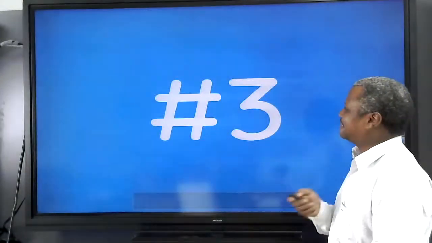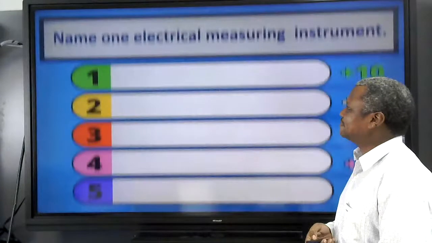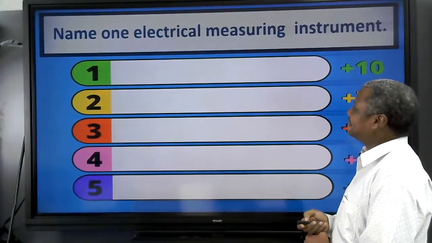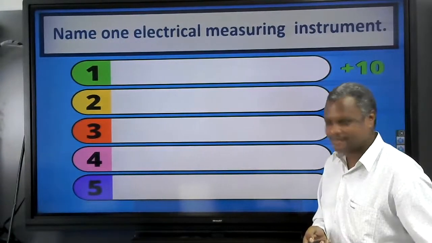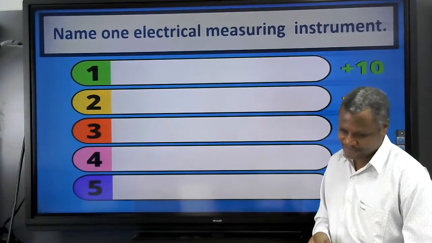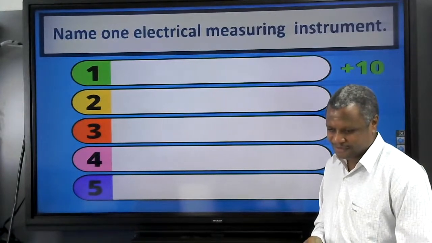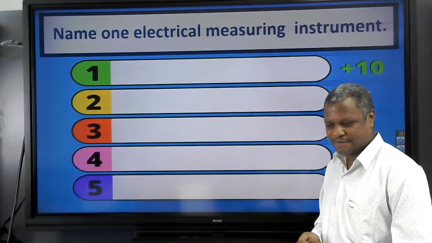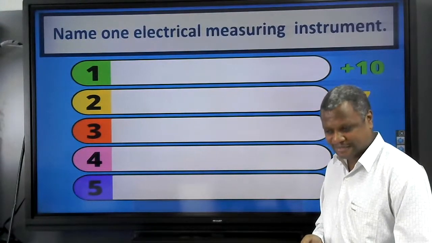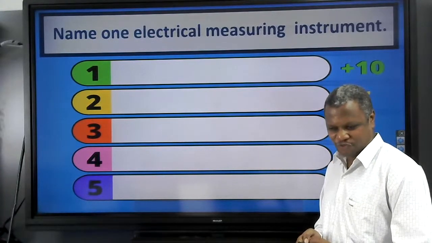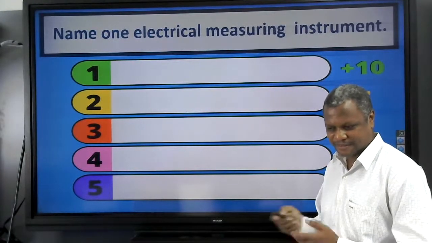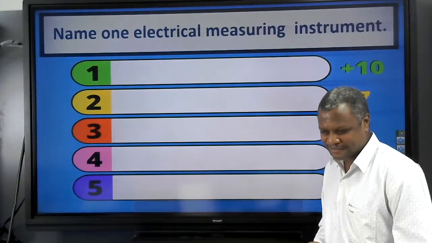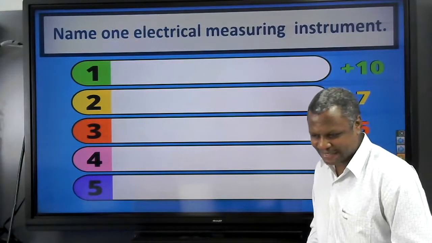Review question number 3. Name one electrical measuring instrument. Name one electrical measuring instrument. Room 8, number 4, ammeter, correct. Room 1, number 43, voltmeter, correct. Room 8, number 8, voltmeter, that's also correct. Number 11, room 3, ammeter, okay. Room 8, number 8, galvanometer.